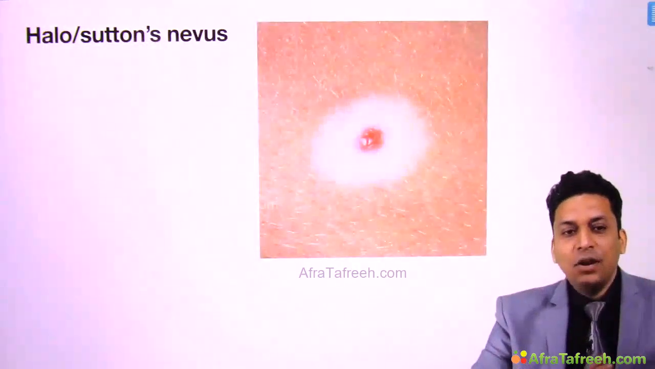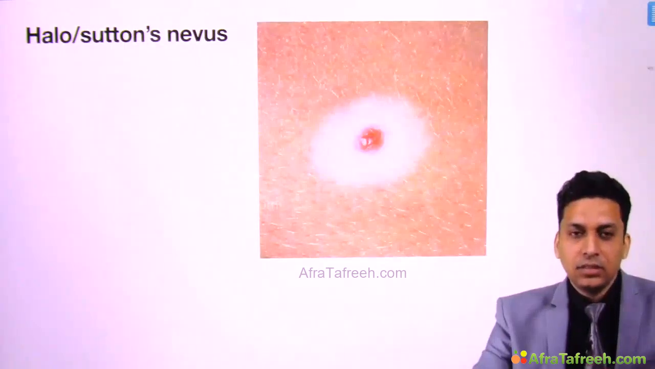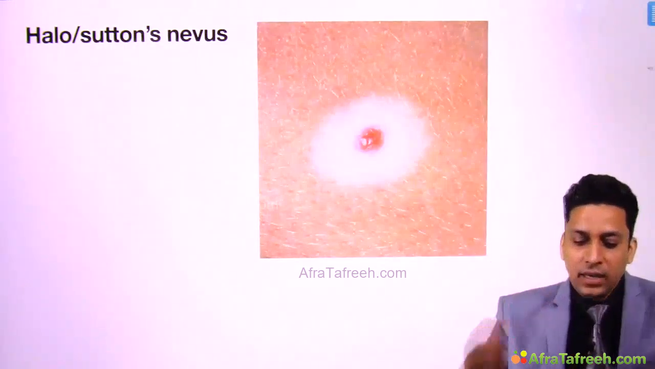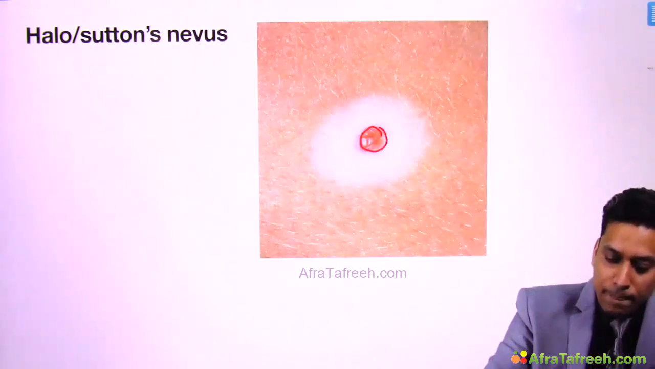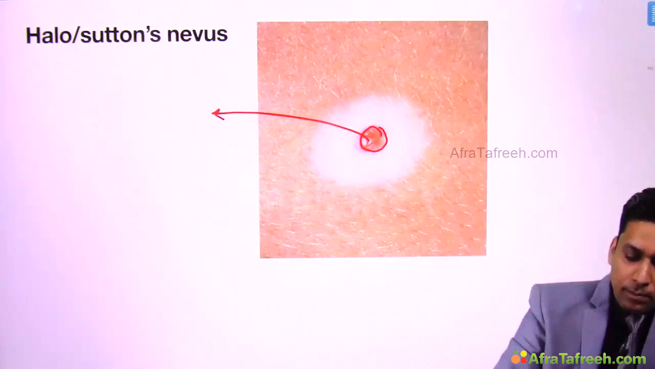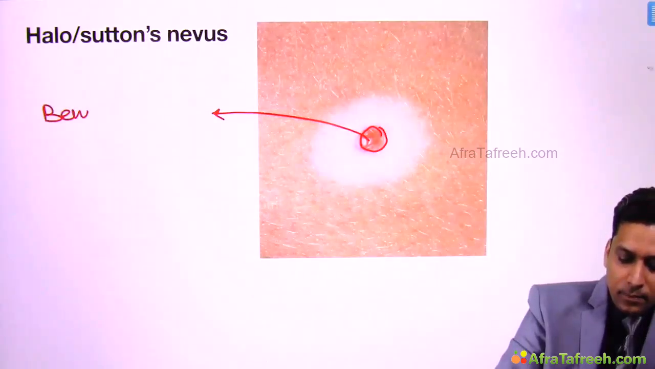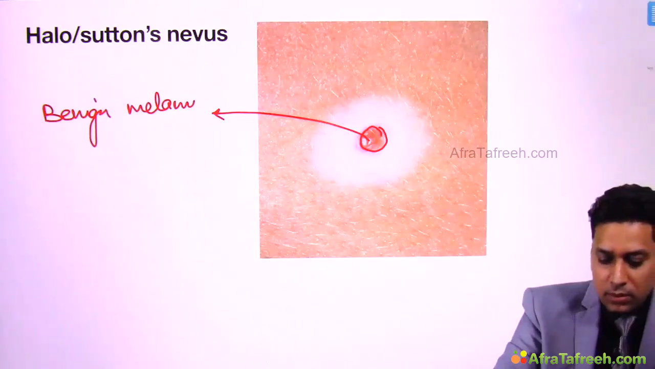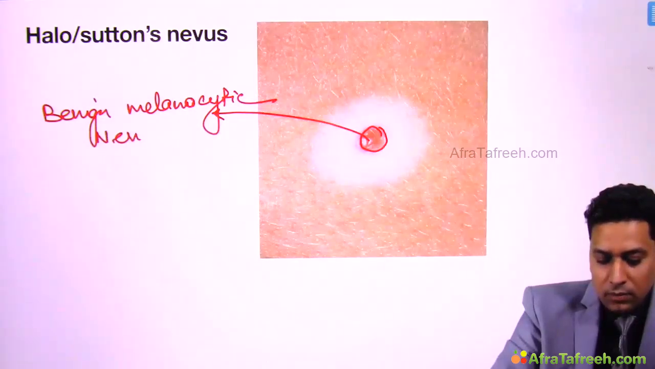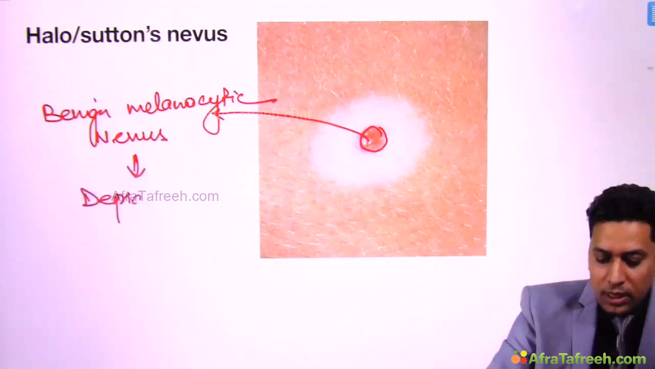Then another is halo nevus or Sutton's nevus. So this is known as halo nevus or Sutton's nevus. Here there is a benign melanocytic nevus surrounded by a depigmented margin.